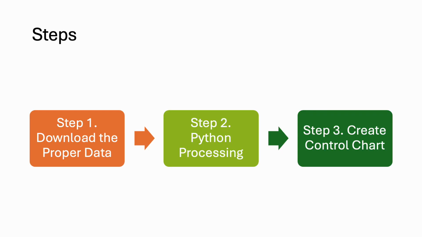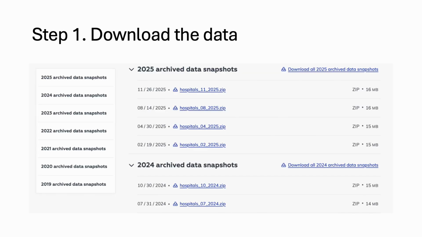Here's our roadmap. I download and unzip the HCAHPS files, process the data sets in Jupyter, filter to the measure and the DC hospitals, clean the numeric values, compute averages and variability, and then build control limits and plot an X-bar chart.